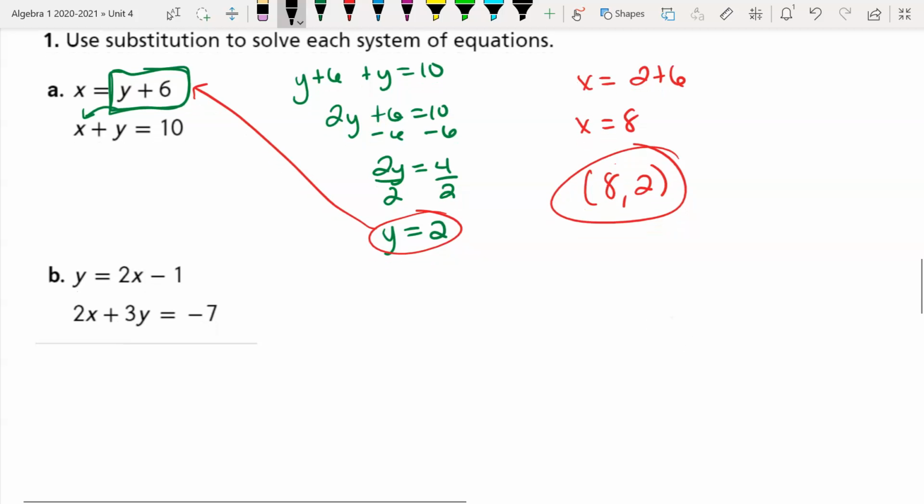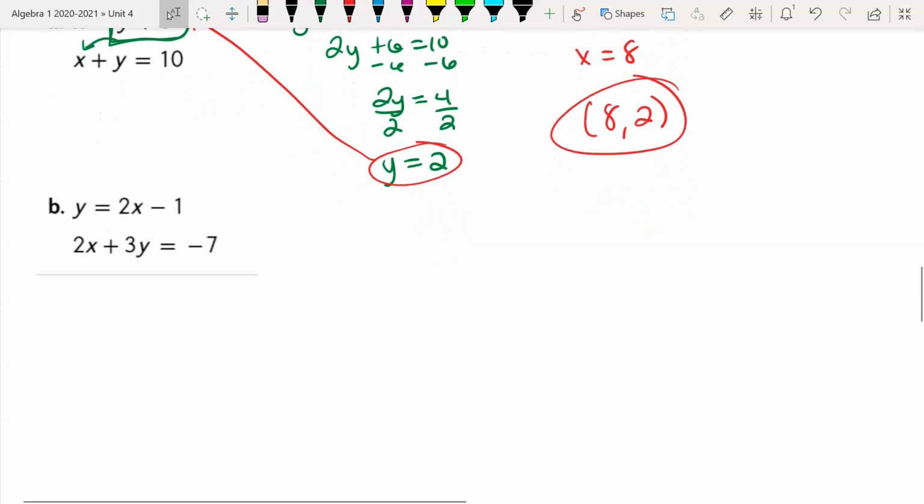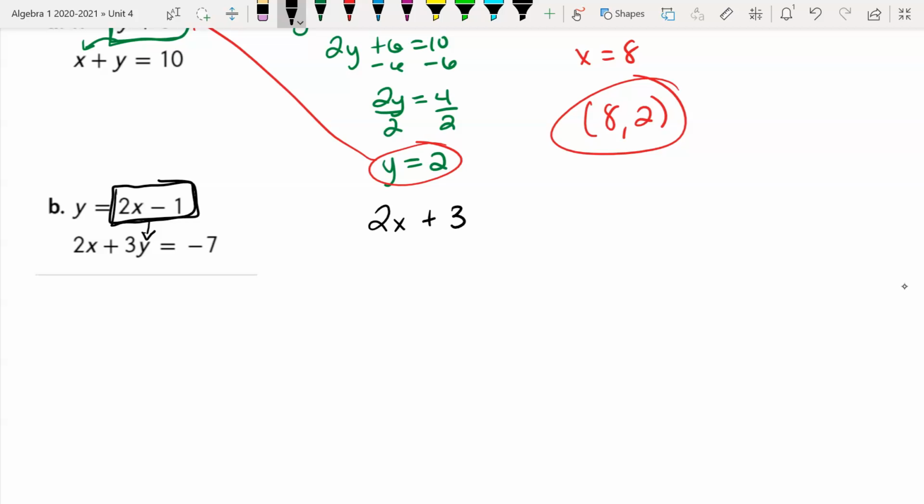Same thing on this next problem. I want you to pause it and try it. See if you can get the correct answer. I'm going to substitute in 2x minus 1 in for this y. So I'm going to say 2x plus 3 times (2x minus 1) equals negative 7.